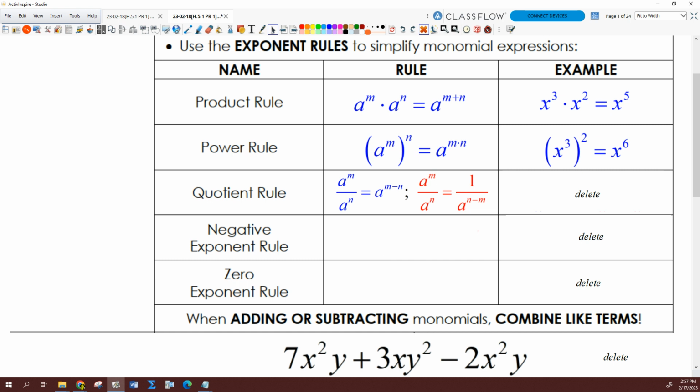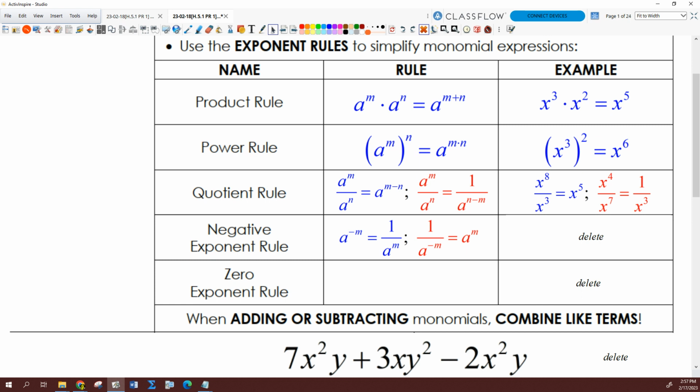Now let's focus on the blue one for just a second. So you've heard this one before. You've told me this one before. If you divide like bases, what do you do to the exponents? You subtract them, right? So for example, x to the eighth divided by x cubed is x to the fifth, right? 8 minus 3 is 5.